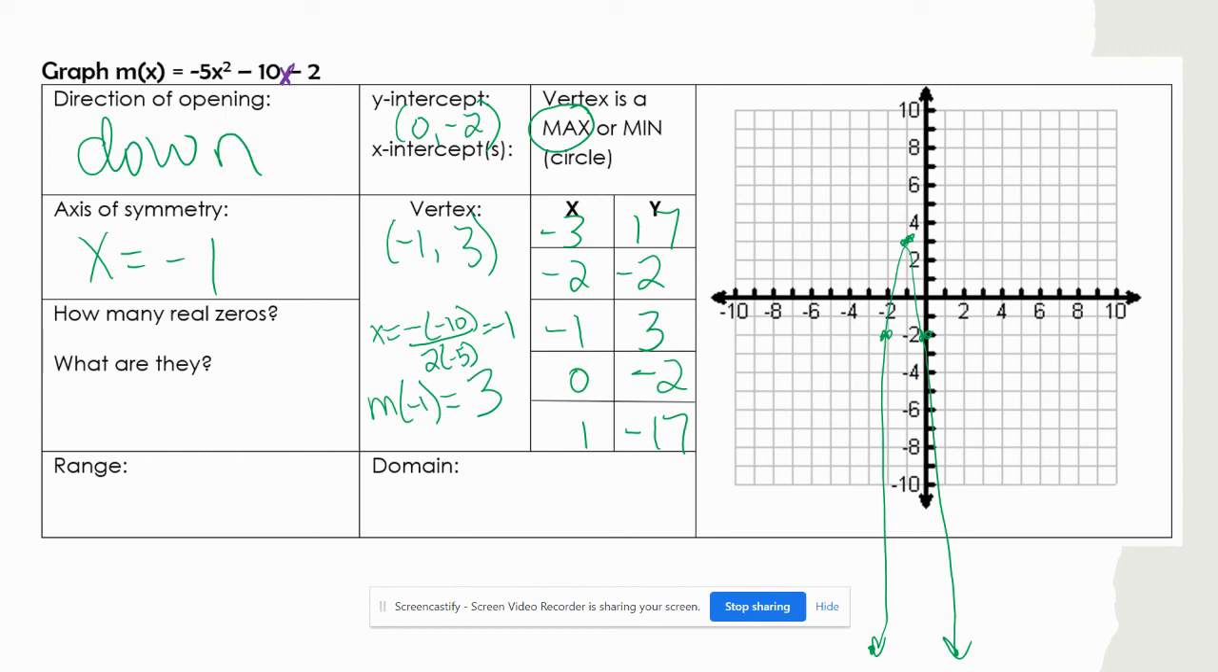Do we have real zeros, though? Do we have x-intercepts? We do. We have 2 of them. We have 1 here and 1 there. And so there are 2 real zeros. Our domain is negative infinity to infinity. Our range, the direction is down, so less than or equal to, and the y value of our vertex is 3.